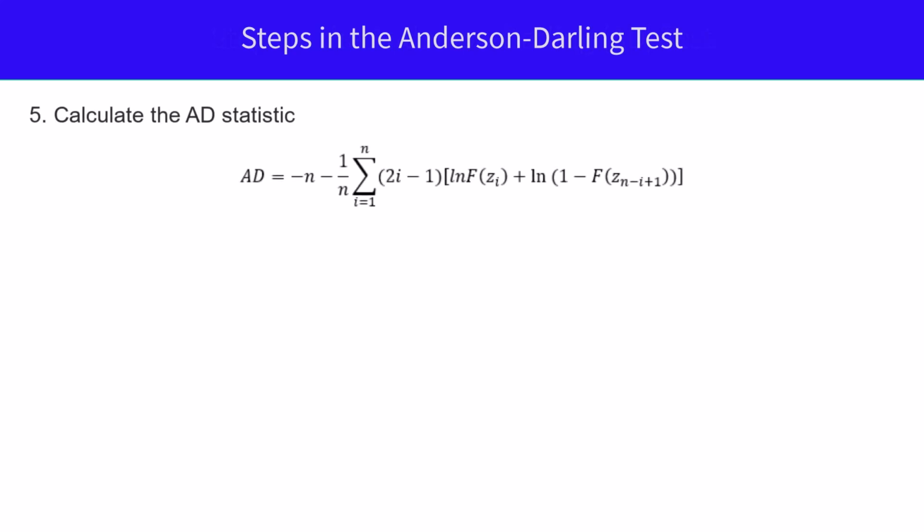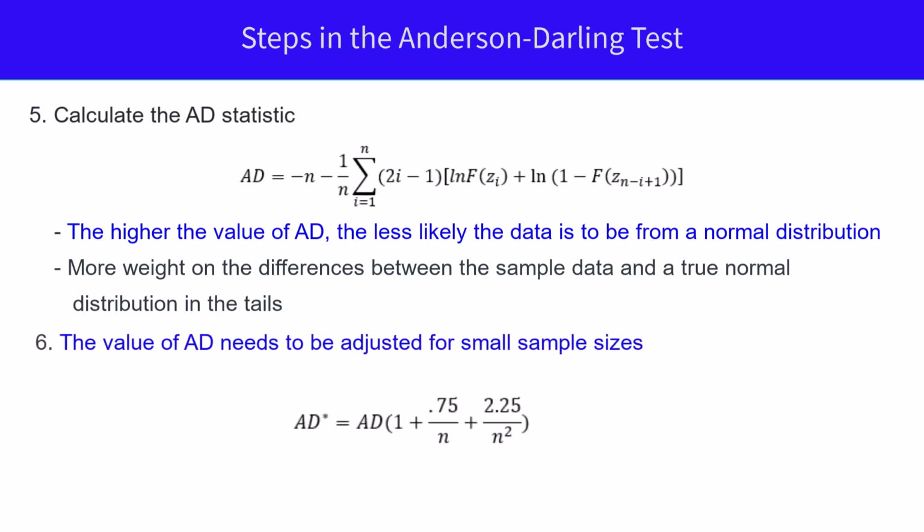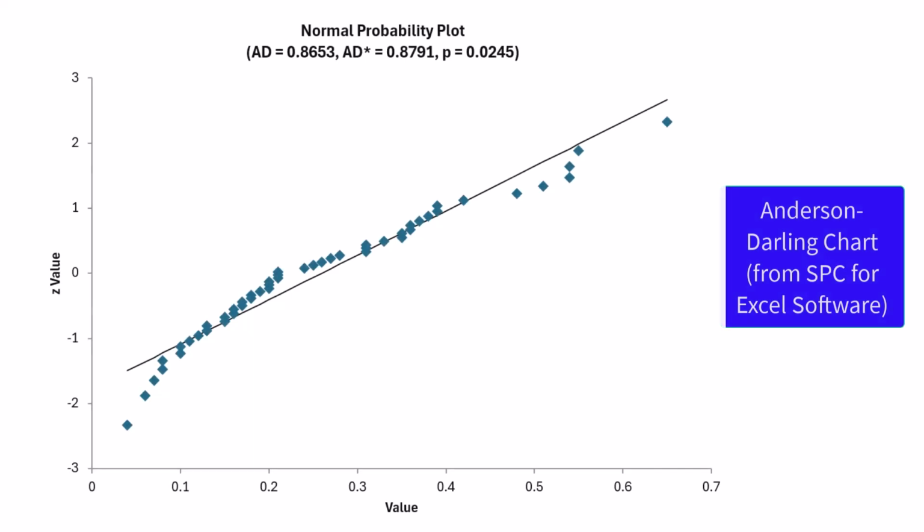Then you calculate the AD statistic, which is shown here. Then the higher the value of AD, the less likely the data is to be from a normal distribution. It puts more weight on the differences between the sample data and true normal distribution in the tails. And then you adjust it for the small sample size, and that's called AD star.